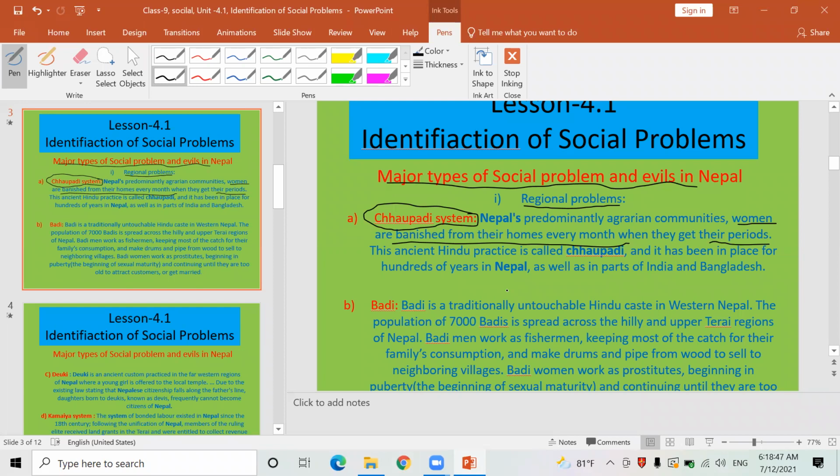A small shed is made beside the home, a bit far away from it, and the woman or girl has to stay there. This sort of culture is also present in Sudurpashchim Province and Karnali Province, especially in those provinces. This very ancient Hindu practice is called the Chhaupadi system. It relates to the girl's period.